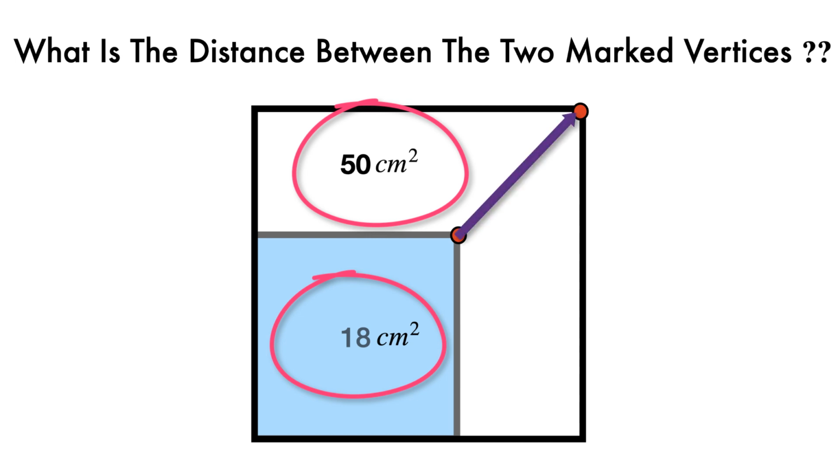Let me repeat the problem. The diagram shows two squares. The smaller square has area 18 square centimeters. The larger one has area 50 square centimeters. What is the distance between the two marked vertices? Feel free to pause the video and give it a try before checking the solution.